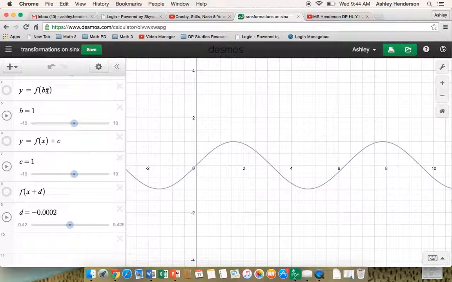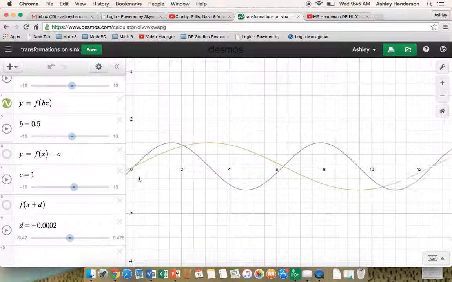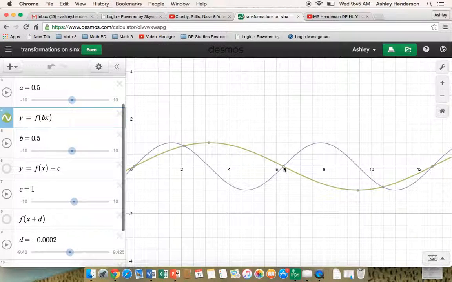Here I've got b of x. All right. Well, when b is 1, has anything changed? No. But let's go here between 0 and 1. Now, let's look at the beginning of this period to the end of this period. Let's put a point right there. Okay, this is the end of our parent function's period, 2 pi.